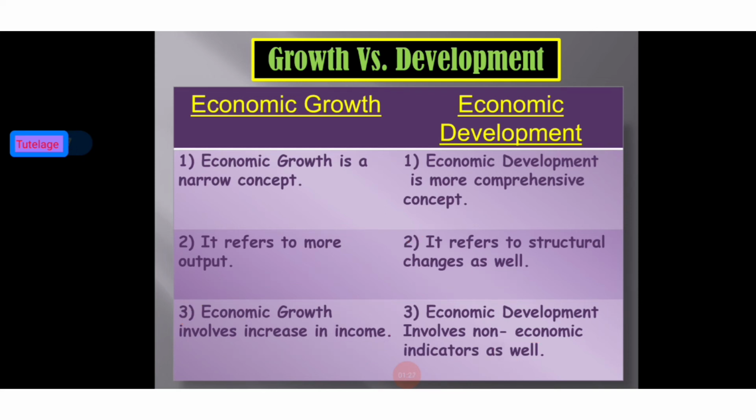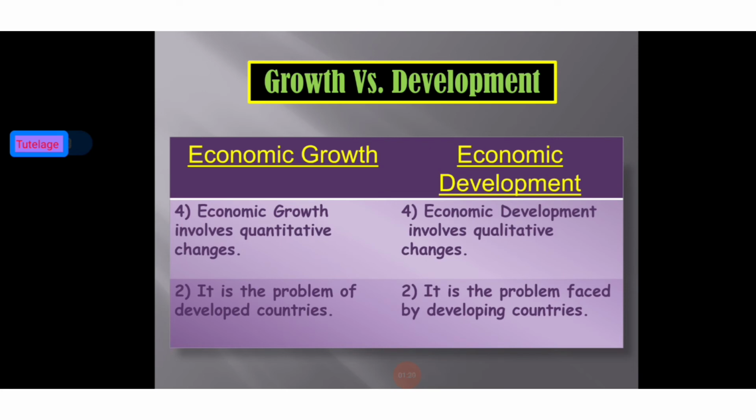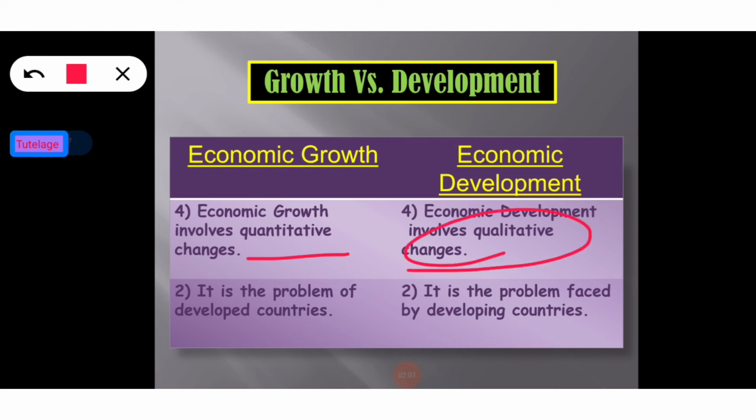So now move on to the next slide, where we can see the fourth point of the differences between economic growth and economic development. Economic growth involves quantitative changes. So economic growth is basically entirely a quantitative concept. On the other hand, there are various qualitative dimensions in the economic development process, and that may be absent in economic growth. So economic growth is fully measurable, economic development is not fully measurable, because economic development involves qualitative changes. Clear?